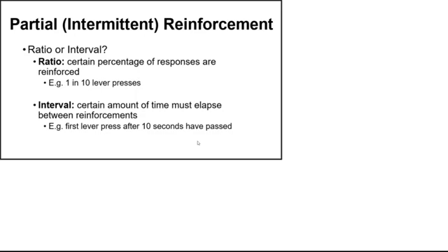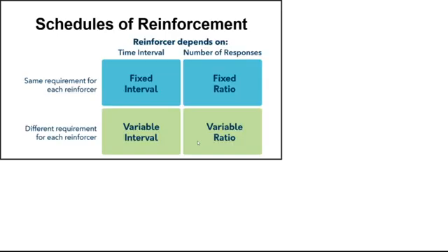And of course, we can stick these all together. So we can have a fixed interval. So we specifically say that there's no variability. So after 10 seconds have passed, the next lever press gets the rat food. If we have a fixed ratio, we're saying that we have an absolute rule. Every 10th lever press, the rat gets food.